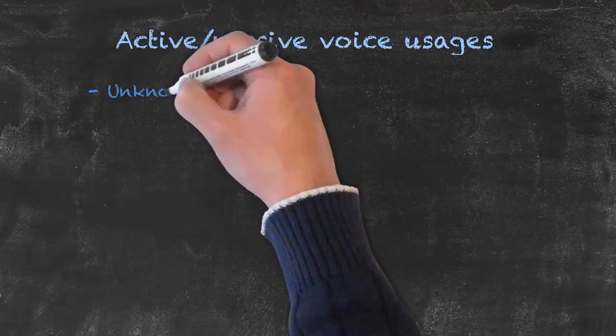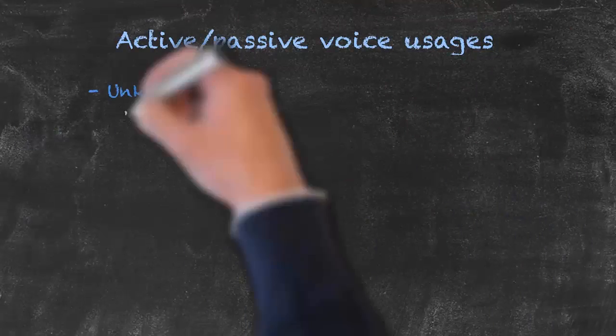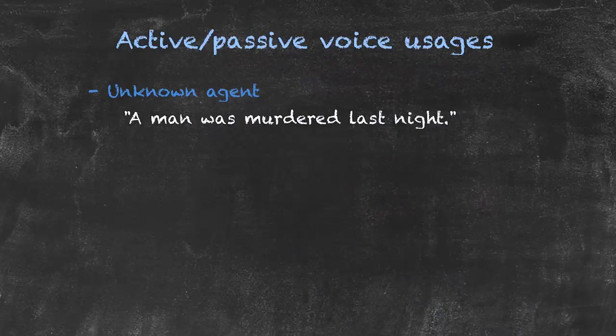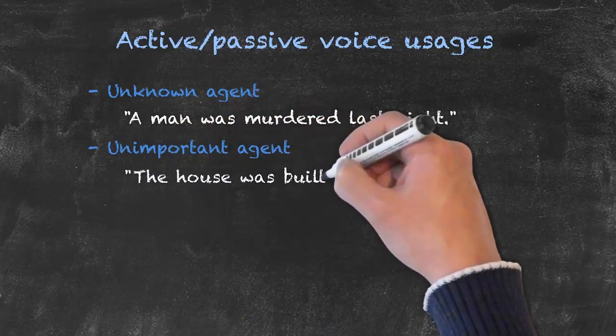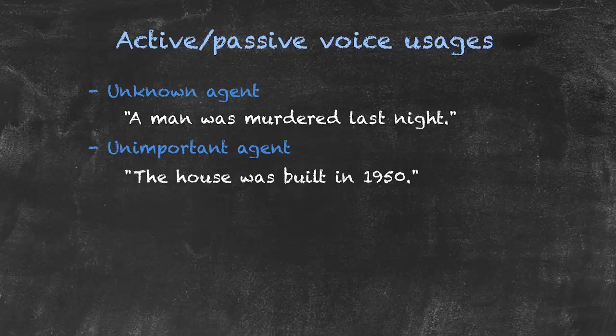We use the passive voice for the following reasons. When the agent is unknown, a man was murdered last night. Who murdered the man? We don't know. When the agent is unimportant, the house was built in 1950. Who built the house? We don't really care, and it doesn't particularly matter.